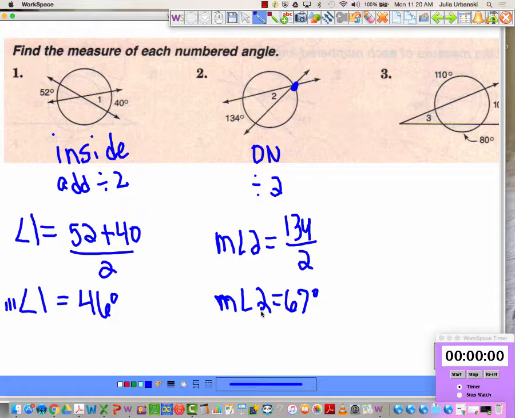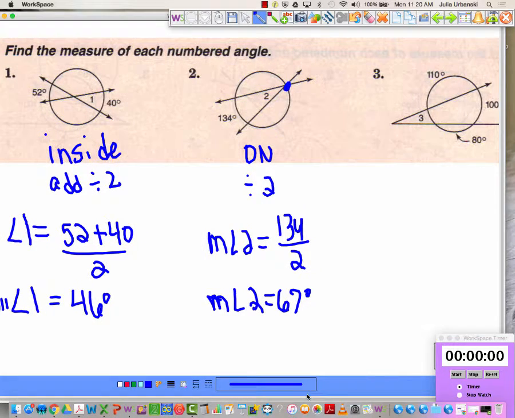Okay, number 3 is another one where you have what you need. It's just going to take you a step to get there. First of all, it's outside, good. So we're going to think about the rule for the outside first, and then we'll put in our numbers. Outside means that we do what? Subtract, and then divide by 2.